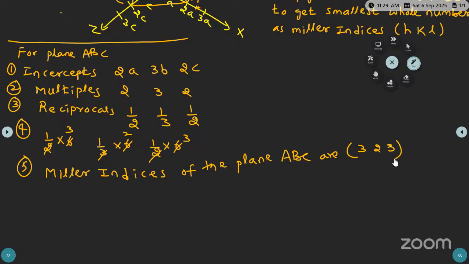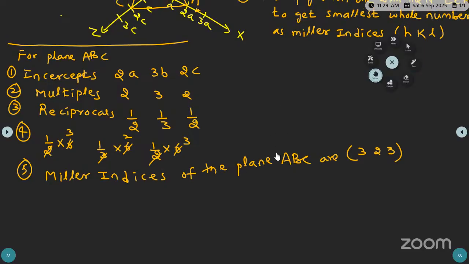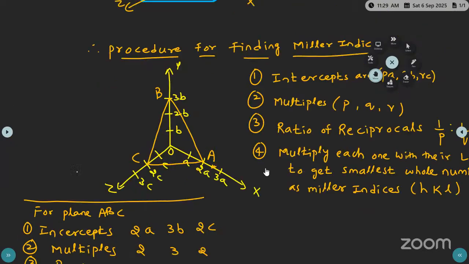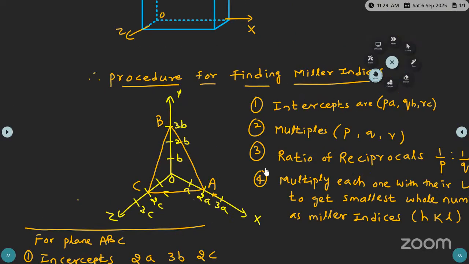So the plane ABC is indicated by Miller indices 3 2 3 and its corresponding plane. This is the plane and its corresponding Miller indices are 3 2 3.